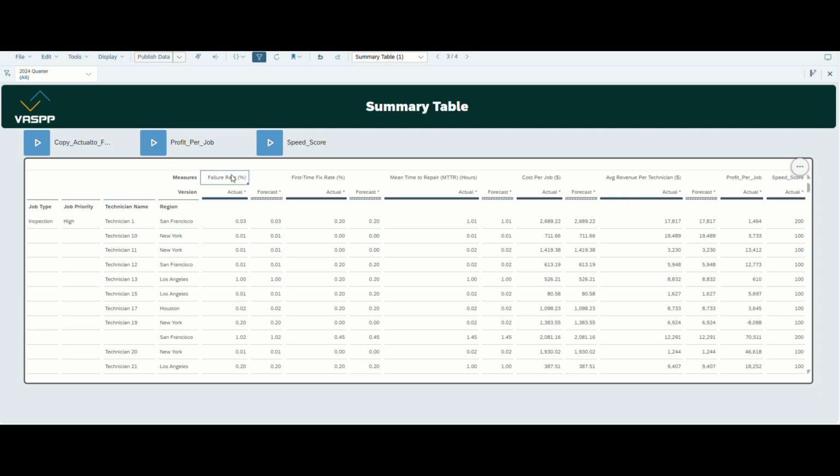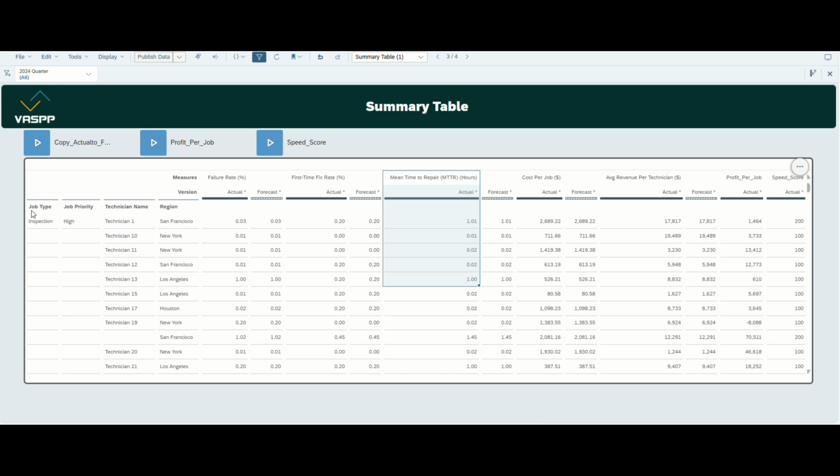You're tracking average revenue per technician, a direct indicator of how well your resources are being monetized. A drop here could mean overstaffing, underutilization, or unbilled time. Failure rate and first-time fix rate go hand in hand. A high failure rate combined with a low fix rate on first visits? That's a recipe for rework, higher costs, and frustrated customers. This table helps you catch that early.